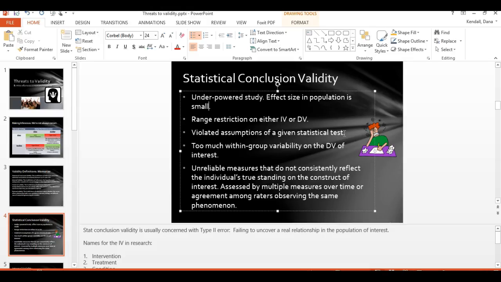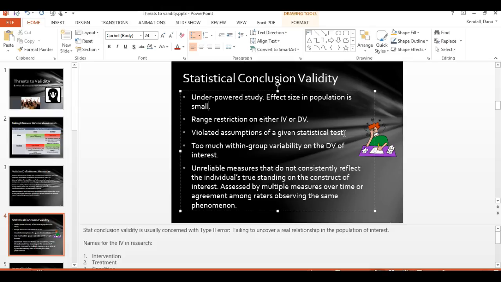Too much within group variability on the DV of interest. I should show you an example in class of this, but basically what happens when you have an intervention, people in an intervention and who aren't in an intervention. And when there's a lot of variability on the DV in the intervention group and a lot of variability on the DV in the non-intervention group, then it's more difficult to detect differences between those two groups, because that within group variability creates too much noise, and you really can't see the effect as easily.